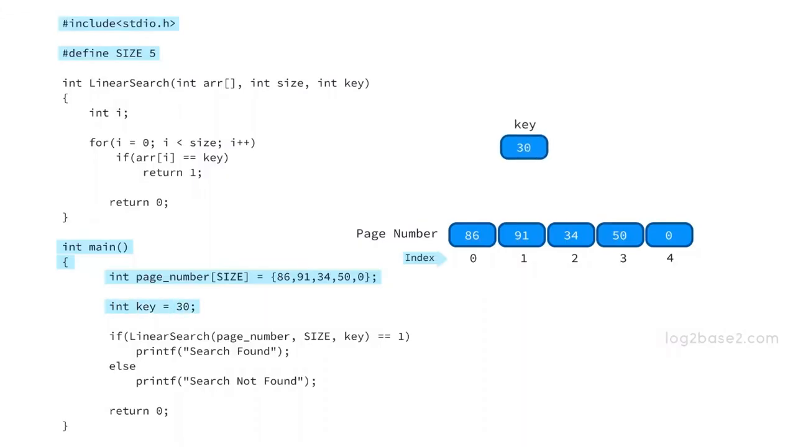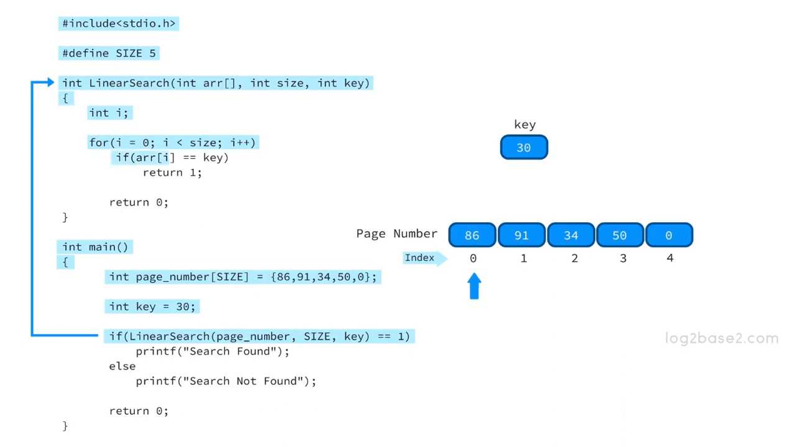Now let key equal to 30. So let us search for 30 in array page number. So the function is called by passing the array, size and key, and control gets here. We will iterate over the array, and in each iteration we will compare the key and the array element. So declare the integer variable i, and we have the for loop for i equal to 0, i less than size, i plus plus. And in first iteration i equal to 0. So check if arr of i, that is arr of 0 equal to key, and it is not. So increment i and start next iteration.